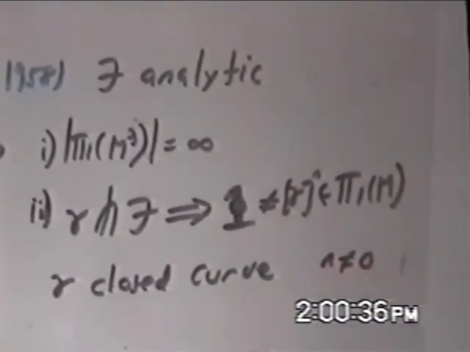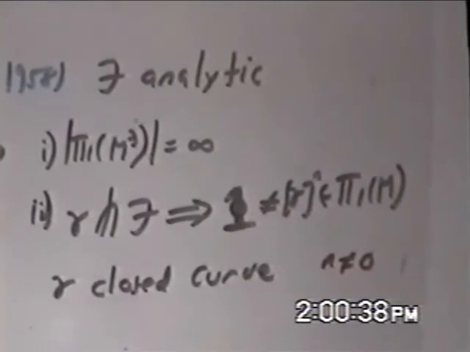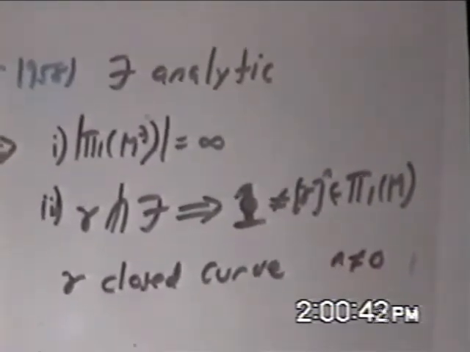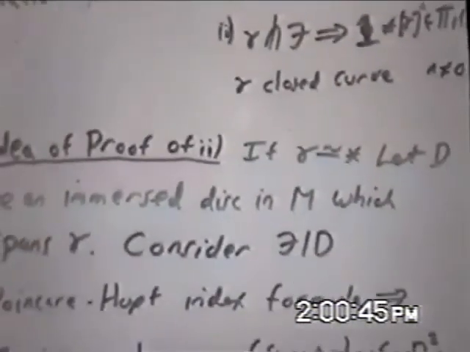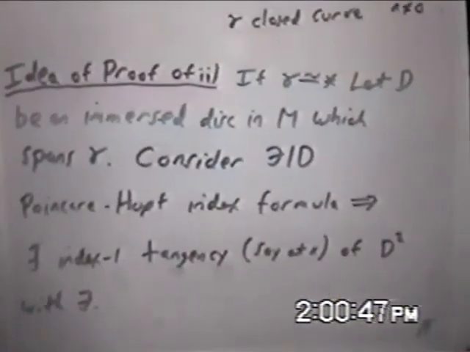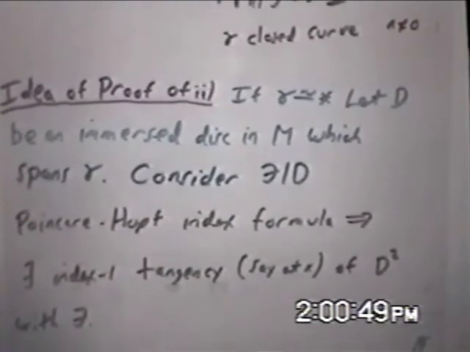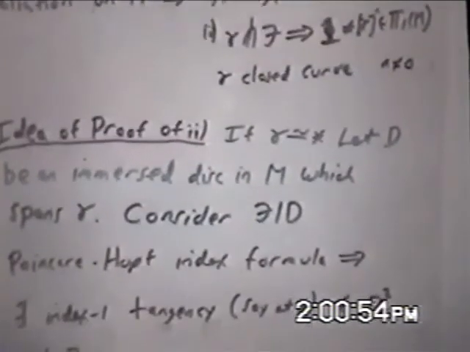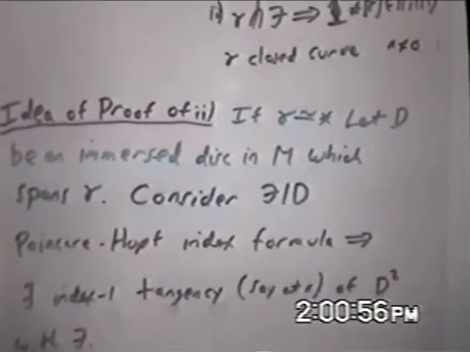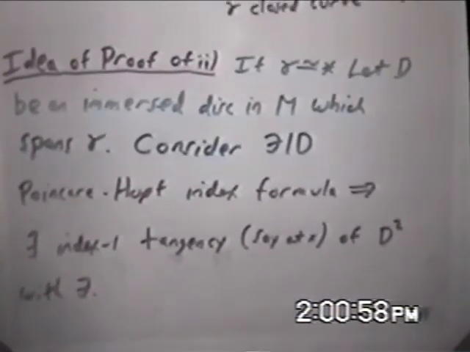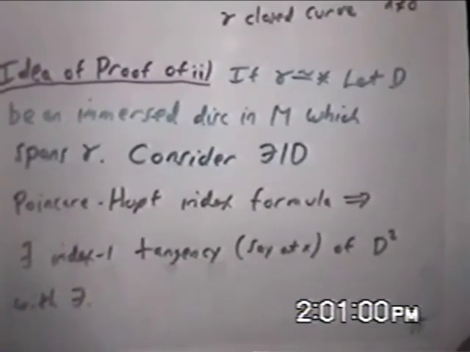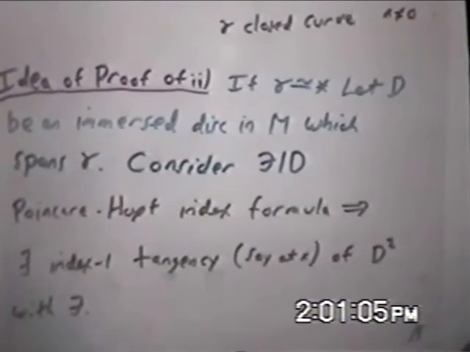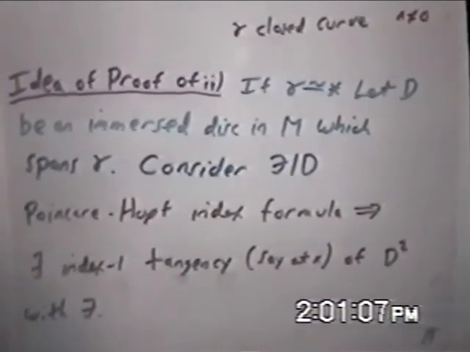So let me try to give you a hint as to why Haefliger's theorem is true. We have this foliation, and suppose we have a curve transverse to the foliation. I would like to show that curve is homotopically non-trivial. Well, if it's homotopically trivial, that means the curve in the manifold could be extended to a map of the disk. So there's an immersed disk in the manifold which spans this curve.